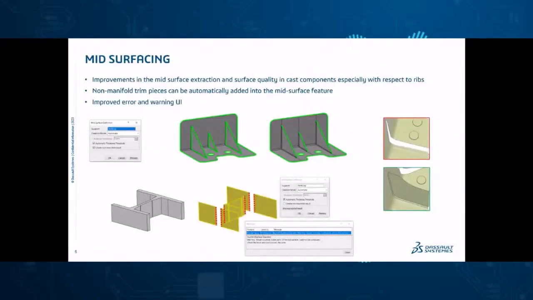If we start with mid-surfacing, this is an area of continuous improvement, specifically relating to cast components and plastic mold parts. We're looking at improving the mid-surface extraction success, as well as the geometric quality. An example of some of the automation updates: there's a new option to create the non-manifold results for a mid-surface. Previously, you had to create those additional features manually. Now we have that automated option to do that.